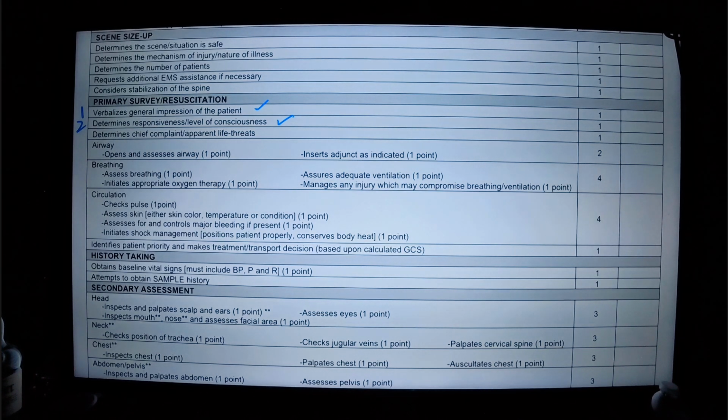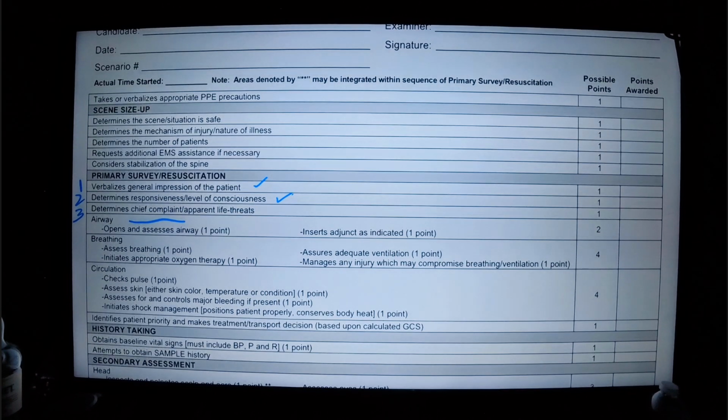And this is where I'm going to explain number 3. Chief complaint, apparent life threats. Why are there 2 different things, right? If you have an unresponsive patient with a GCS of 3 and COA times 0, are you going to be able to get a chief complaint? No. What is chief complaint? Remember this right here.